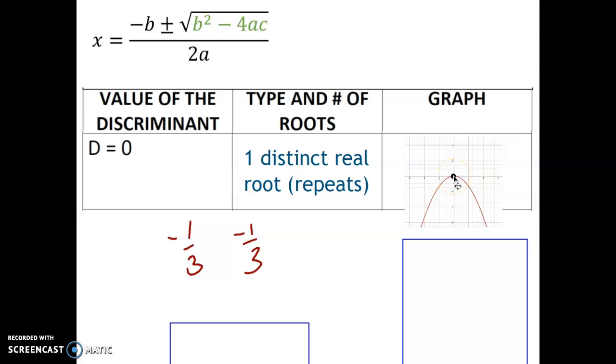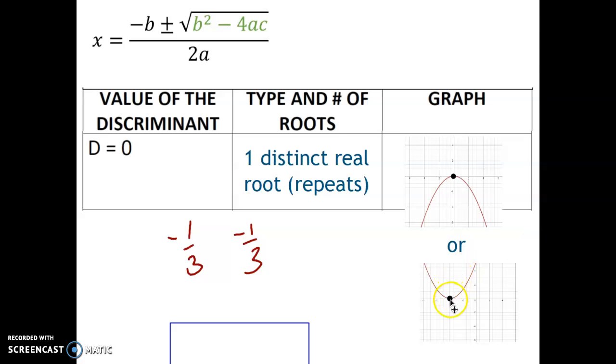This one happens to be sitting on the origin, but it doesn't have to. The important thing is that it's sitting on the x-axis and it touches the x-axis one time. It might just as easily be sitting somewhere else on the x-axis, but again, it's only touching the x-axis in that one point. It's actually going to come down and then it's going to bounce off like a trampoline, right? It's going to come down and hit it and bounce off. So when I have a 0, I have one distinct real root because my 2 roots are the same as one another.